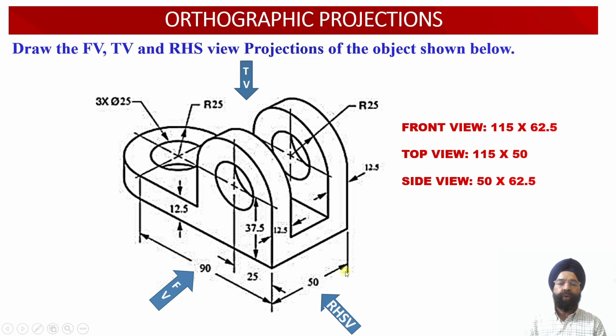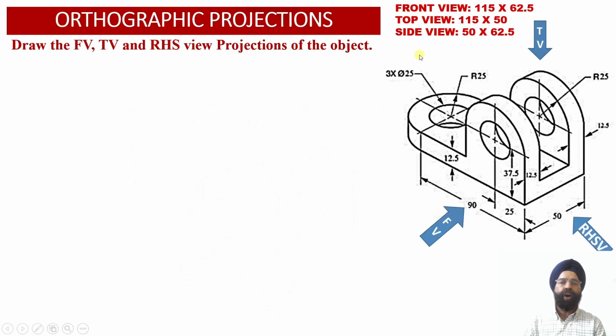And if we are going to look at this object from the right hand side, we will observe that the depth of the component happens to be 50 millimeter, while the height of the object will be equal to 62.5 millimeter. So the side view face of this object will be measuring 50 millimeter by 62.5 millimeter. So with this information, we are required to obtain the orthographic front view, top view and right hand side view projections corresponding to this engineering object.